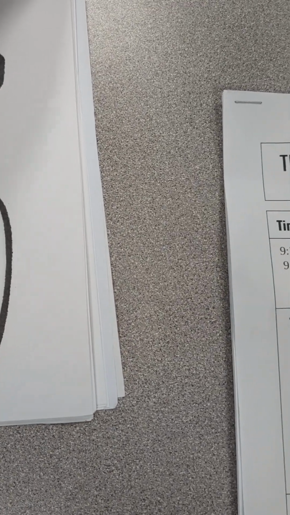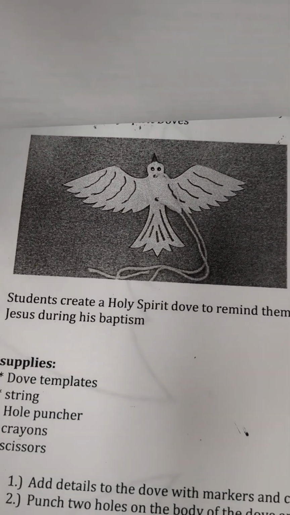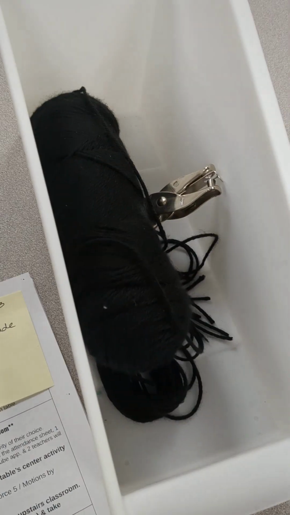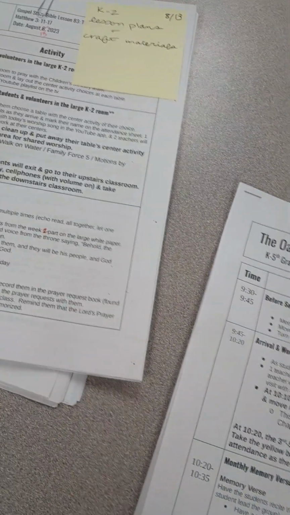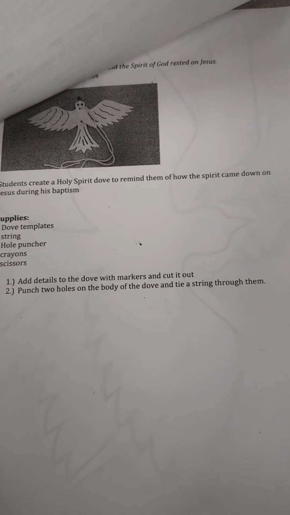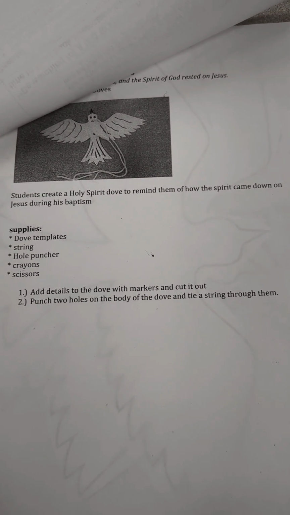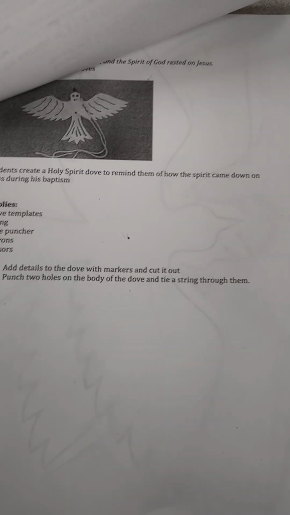And if you look at the direction sheet, they have to do 2 of the hole punches, and there is a hole puncher in the materials. There are already cut black yarn pieces for them, but I also included the entire yarn in case there ends up not being enough. There are 30, so hopefully that will be plenty. They use this to show the dove how the Spirit came down. So they can kind of act it out with the string. But they can add details to it.